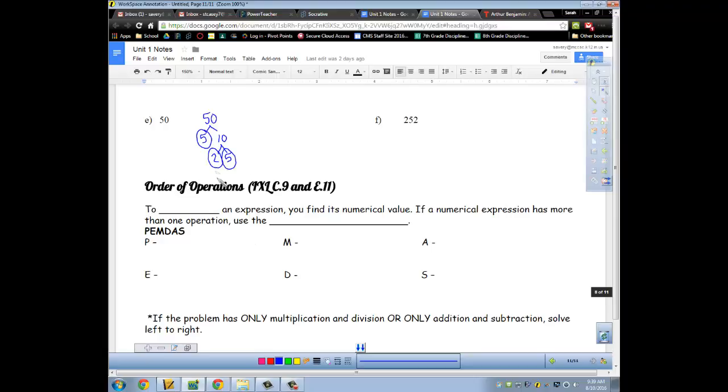So now I'm ready to write my answer. The smallest number I circled was a 2. I circled it once. Times the only other number I circled was 5, and I circled it twice.